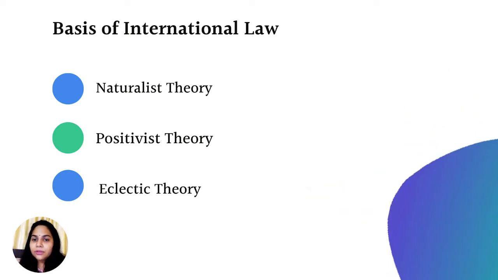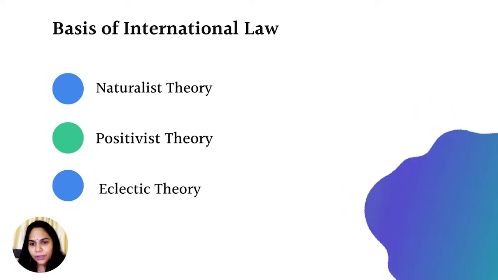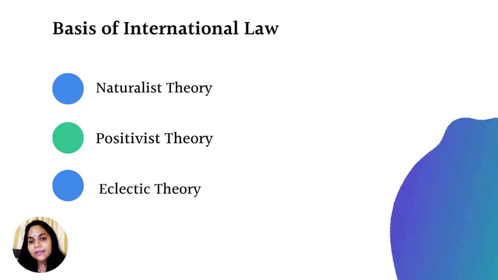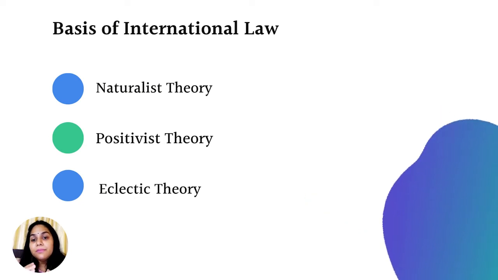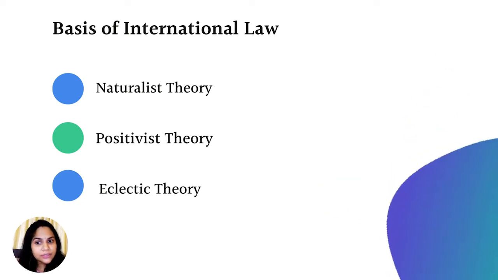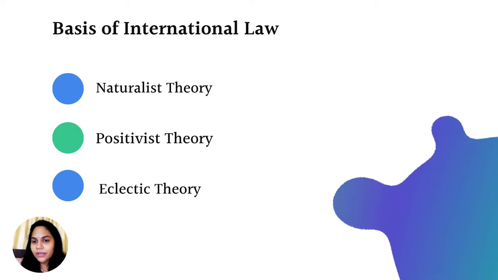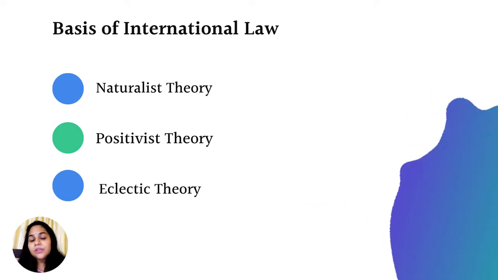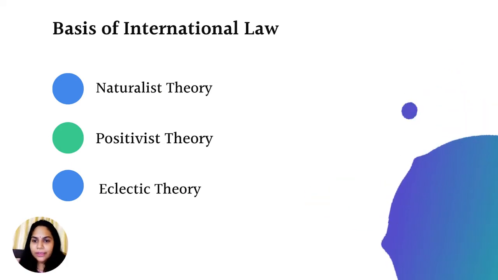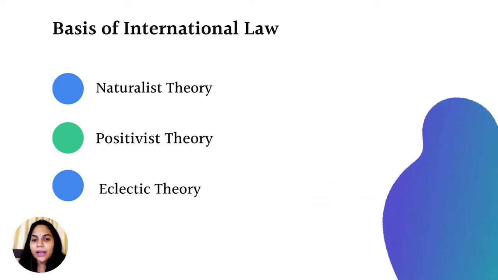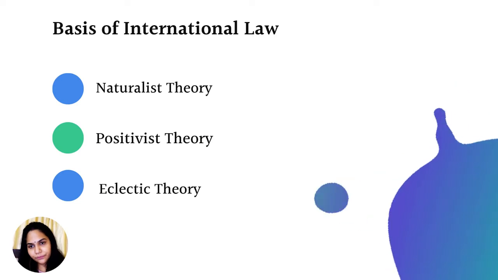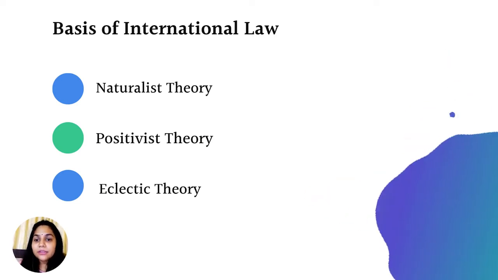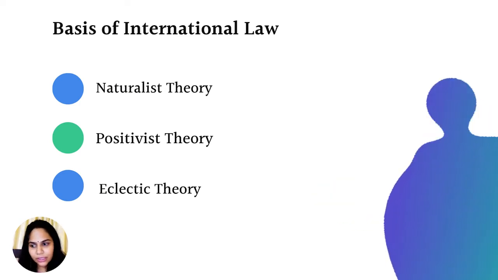Now, after these two theories, we have also got one theory which is known as eclectic theory. The supporters of this theory followed a middle position between the naturalist theory and the positivist theory. According to the eclectic theory, they treated natural law and the positive law of custom and treaties equally. So these are basically the three theories which you are going to study under the basis of international law.